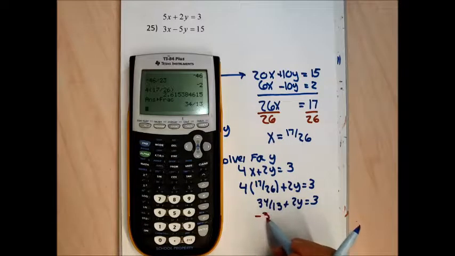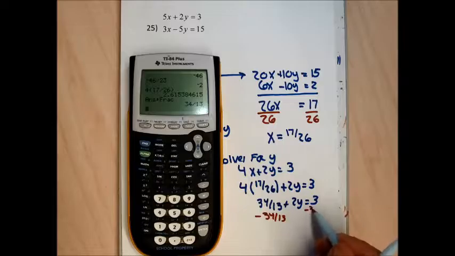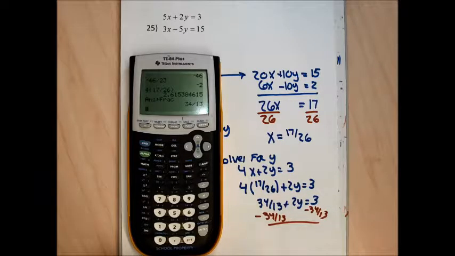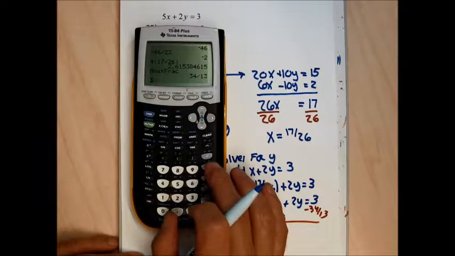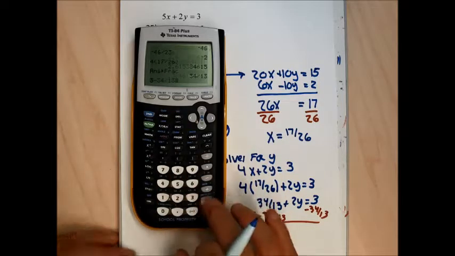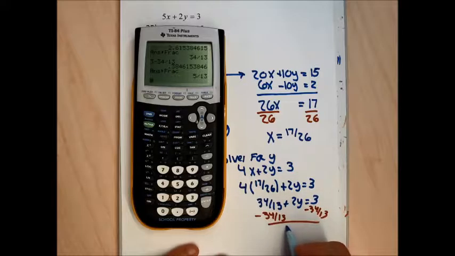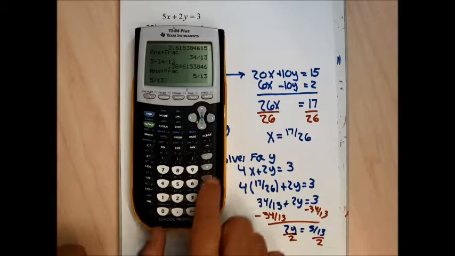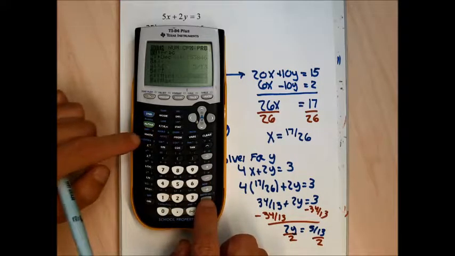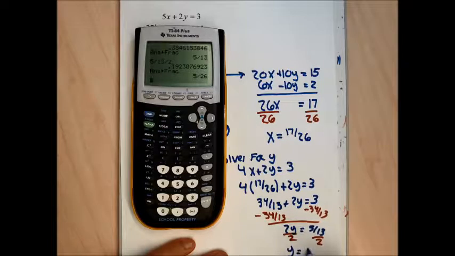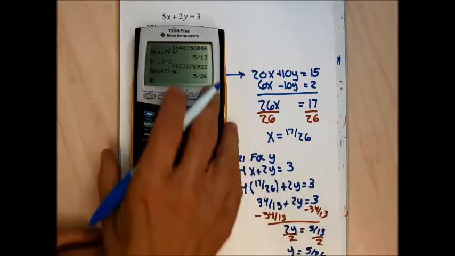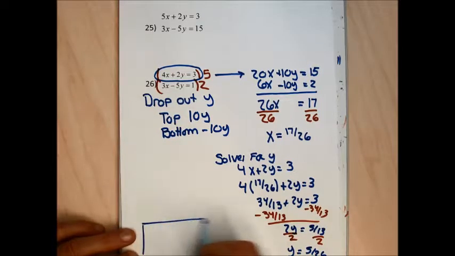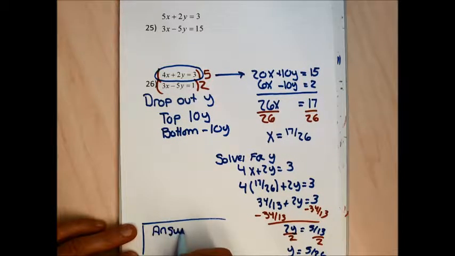Now I'm going to minus 34 over 13 from both sides. On the right-hand side, I need to go 3 minus 34 divided by 13. Math, enter, enter. This is going to give me 2y equals 5 over 13. Now I'm going to divide both sides by 2. So 5 divided by 13 divided by 2. Math, enter, enter. And I'm going to get y equals 5 over 26. I'm going to write that down as my answer, and I better check because I don't like fraction answers, so I try to avoid them.